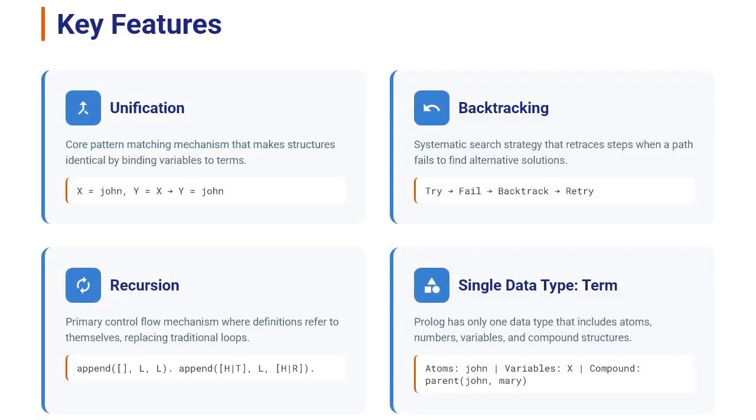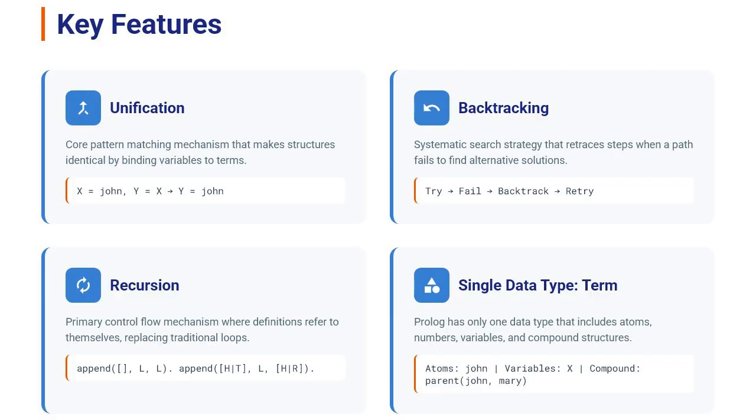Prolog has 4 key features that distinguish it from other programming languages. First, unification. This is Prolog's pattern matching mechanism. Unification tries to make 2 terms identical by finding appropriate substitutions for variables. It's more powerful than simple assignment or equality checking. Second, backtracking. When Prolog encounters a dead end in its search for a solution, it automatically backtracks to try alternative paths. This systematic search strategy is built into the language.